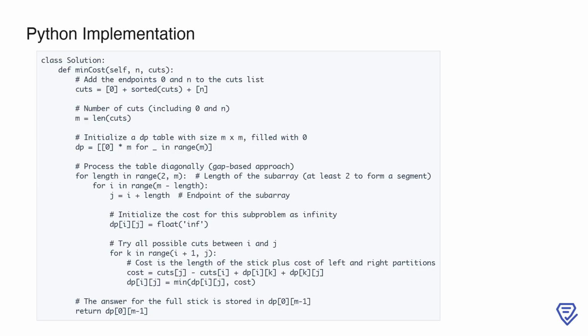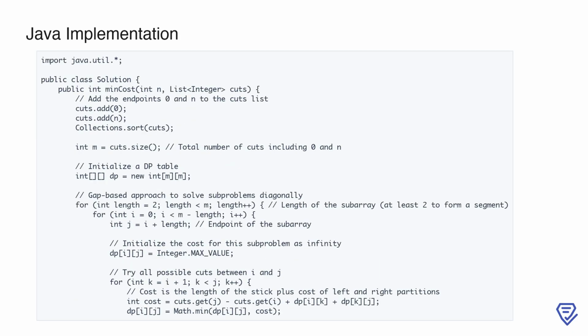The time complexity of this solution is approximately O(m³), where m is the number of cuts, including the endpoints. This is because there are O(m²) subproblems, and each subproblem involves iterating through O(m) possibilities. The space complexity is O(m²), due to the dp table. This implementation is efficient and handles edge cases such as no cuts or cuts at the boundaries seamlessly. By leveraging dynamic programming, the solution avoids redundant calculations and computes the optimal cutting cost effectively.